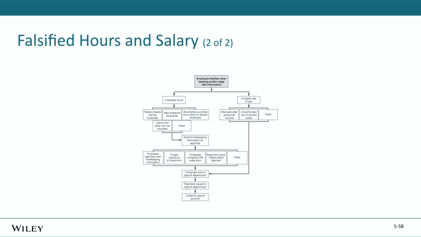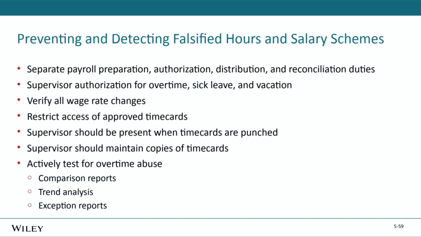How do you prevent this? Separate the payroll preparation, authorization, distribution, and reconciliation. Again, separation of duties. Overtime, sick leave, and vacation should get authorization from a supervisor. Verify wage rate changes. Restrict access to those approved time cards so that after the boss signs off and approves your time card, you can't go back and change that 1 to a 7. Okay.